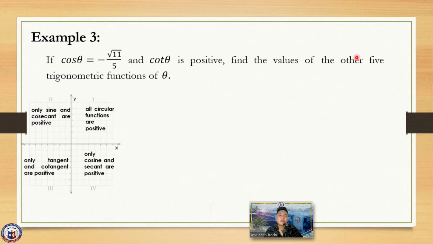Okay, can you take note of this? Quadrant 1, all circular functions are positive, right? X comma y positive. This is the x, the sine, and the y is the cosine.